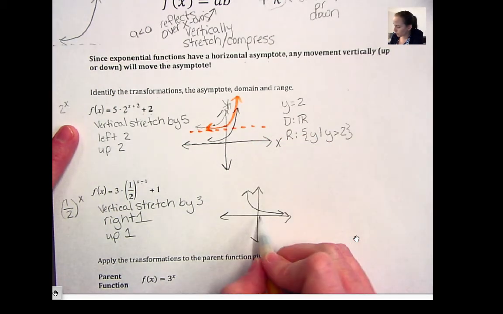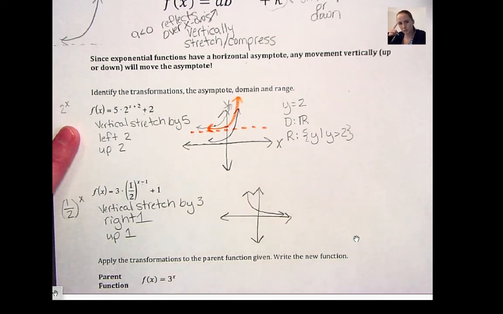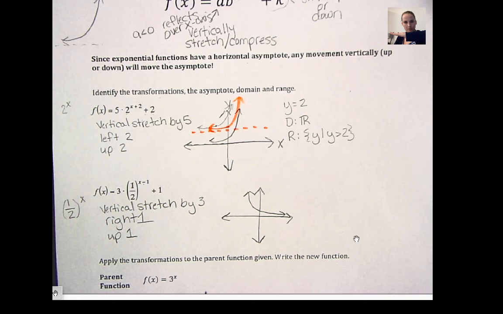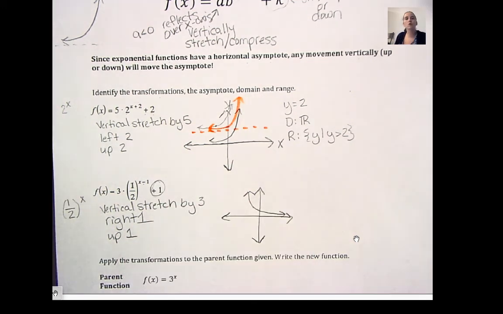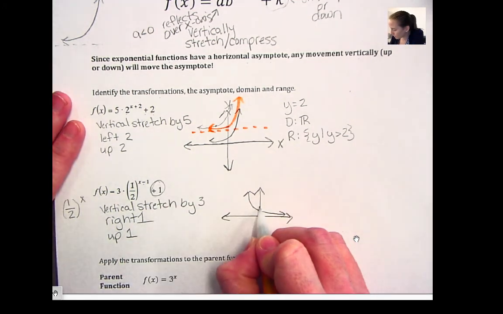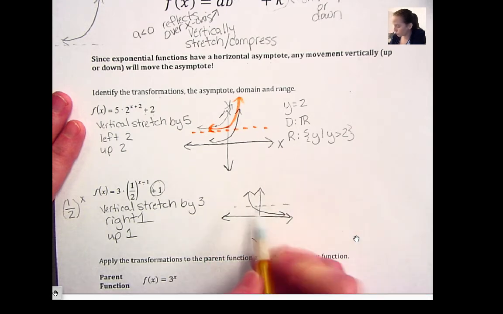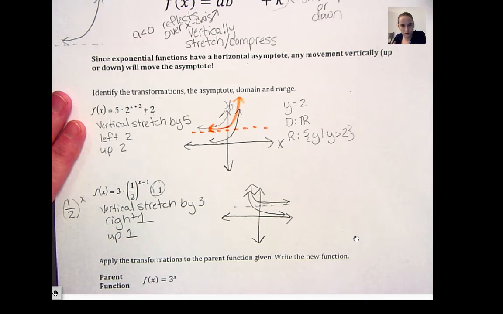So I'm not going to ask you at this point to graph the transformations, but I want you to be thinking about where the asymptote moves, okay? In this case, remember, you have a horizontal asymptote. Any movement up or down moves the asymptote. Since we moved up 1, the asymptote goes up 1. So now the asymptote will be right in here. Of course, with all of the shifting, your graph would look a little bit different than this, but I want you focused on the asymptote.